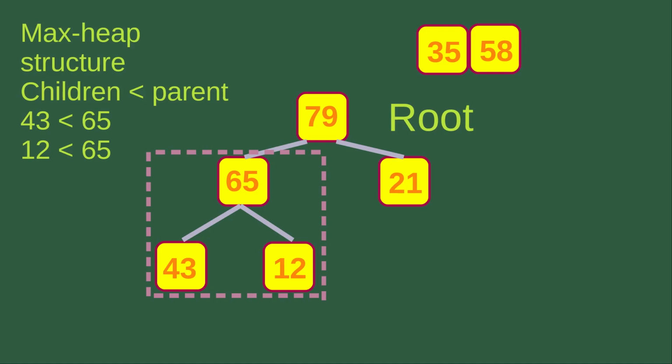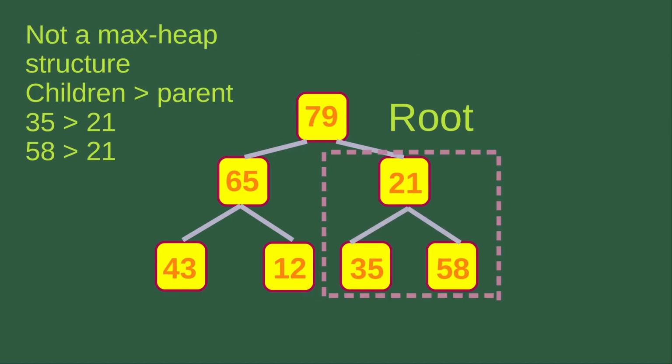When we put 43 and 12 to the node that has a value of 65 according to the top to bottom and left to right order, we can see that this subtree maintains the max heap structure because 43 is smaller than 65, and at the same time 12 is also smaller than 65. And the final two elements are put to the max heap structure so that we follow the top to bottom and left to right order.